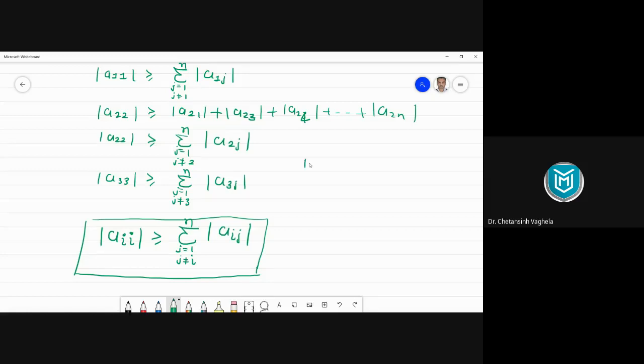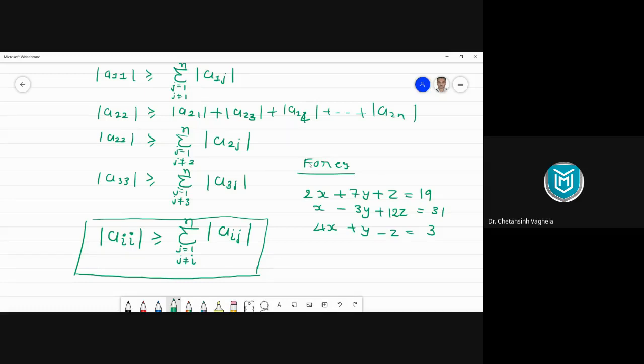For example, let's say my equations are 2x plus 7y plus z is equal to 19, then I have x minus 3y plus 12z is equal to 31. Then I have 4x plus y minus z is equal to 3. So I have a simple 3 by 3 system, 3 equations and 3 unknowns. Now can anyone tell me whether this system is in diagonally dominant form or not?